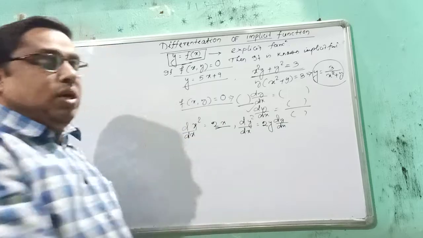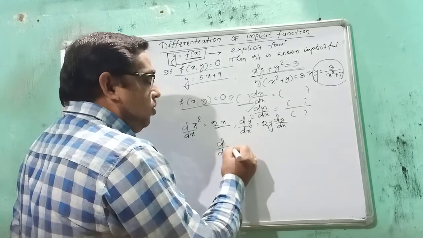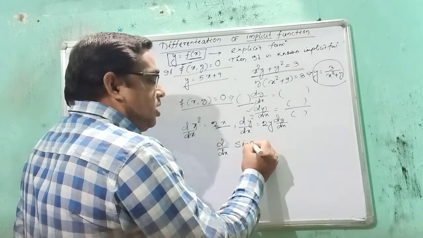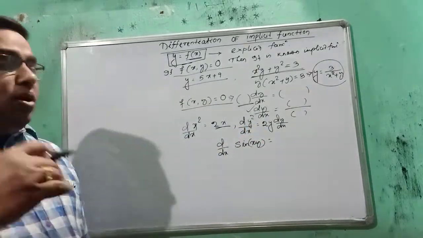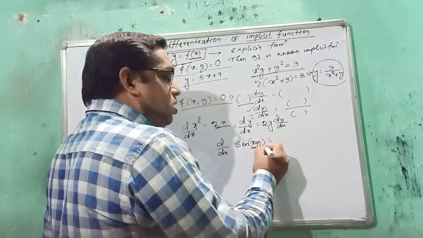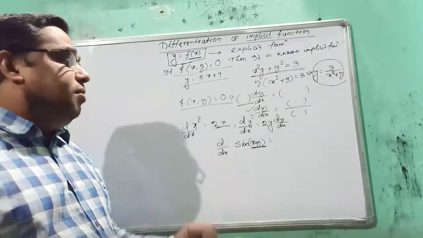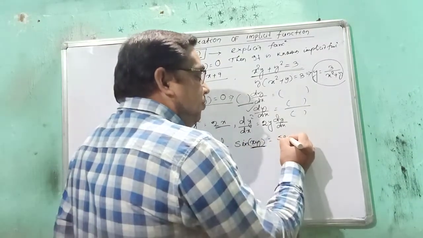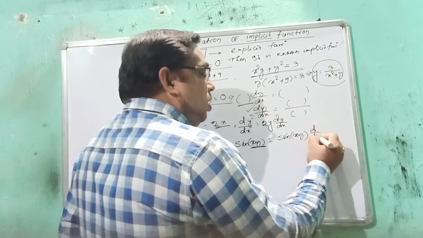We only write 2x. Similarly, what is the derivative of sin xy? Then you have to apply the chain rule. Which one is u here? xy is taken as u. The derivative of sin u is cos u, so it is cos xy into the derivative of xy.